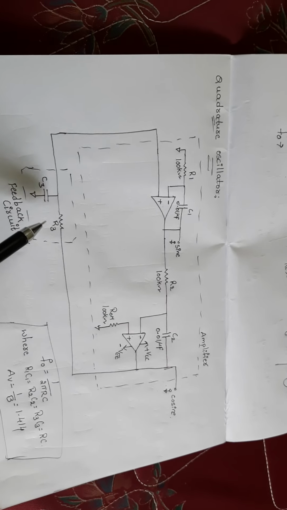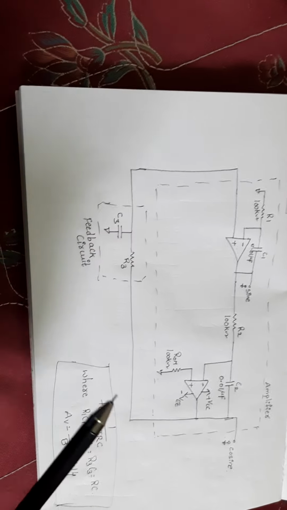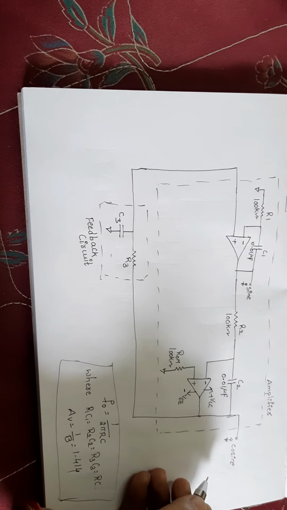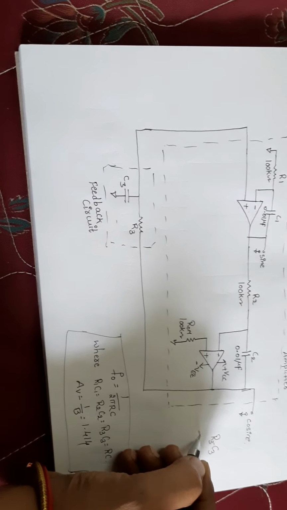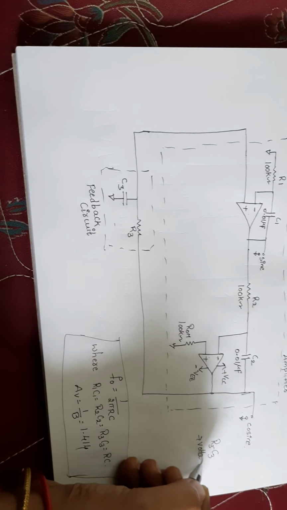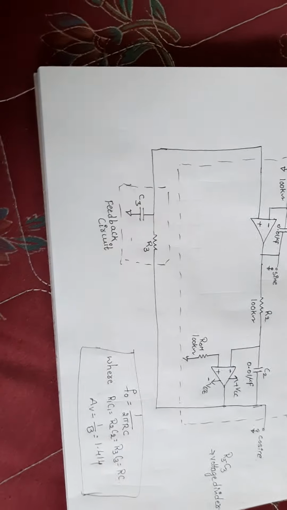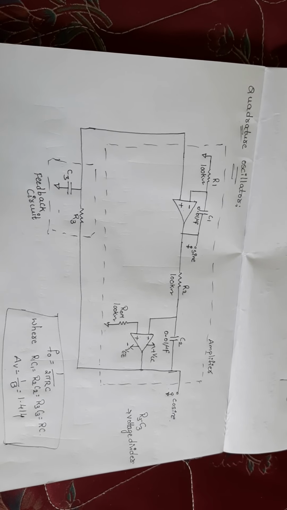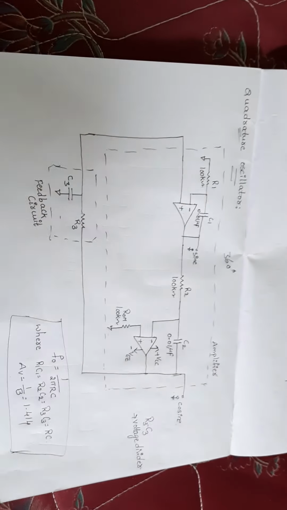And this R3 and C3 form the voltage divider network. This is a feedback circuit. R3 and C3 is a feedback circuit. They are like the voltage divider. And in this quadrature oscillator circuit, the overall phase shift is 360 degrees.